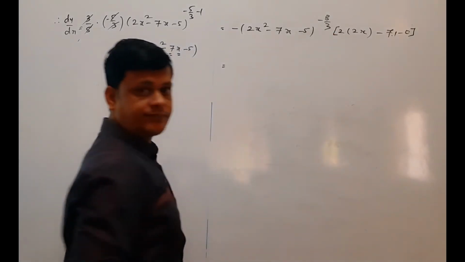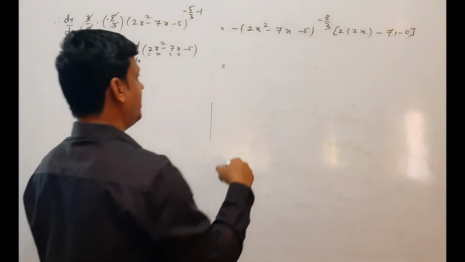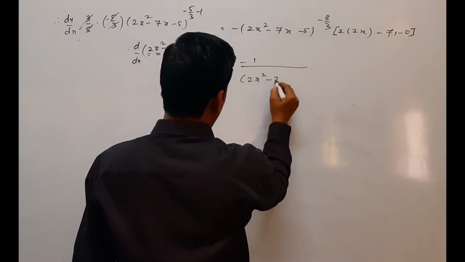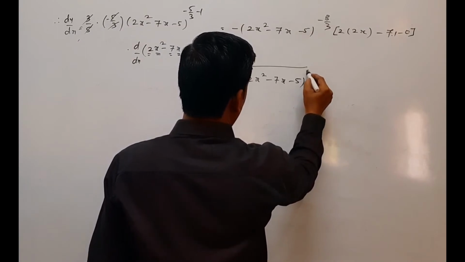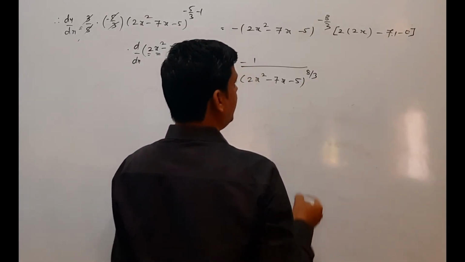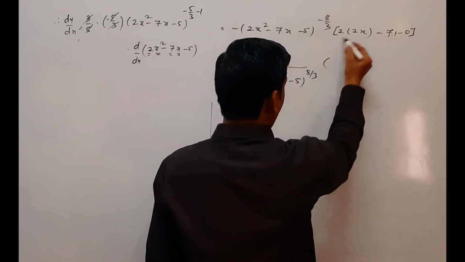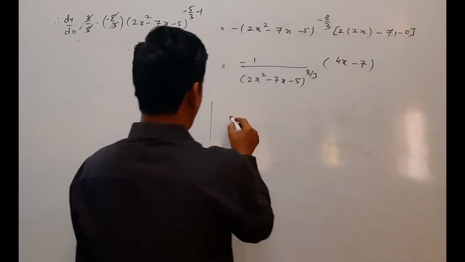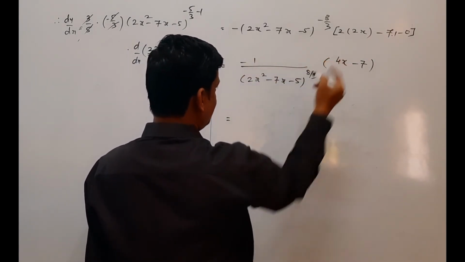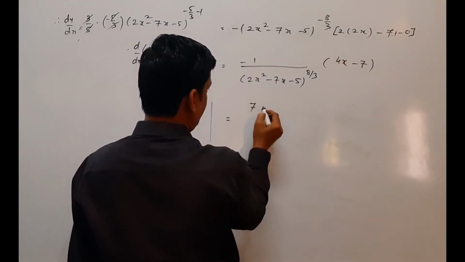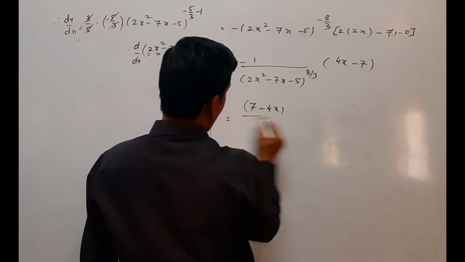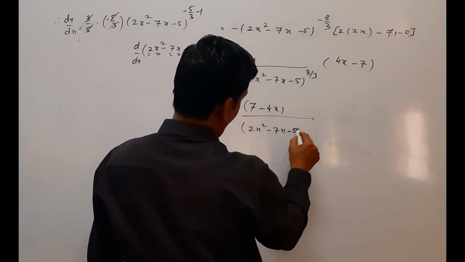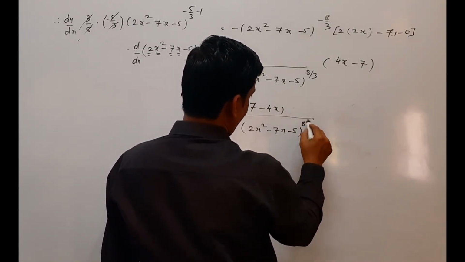This power is negative, so we write that in denominator. So we write minus 1 upon 2x square minus 7x minus 5 raised to the power plus 8 by 3, and this we multiply 2 into 2, 4x minus 7. So when we multiply by minus sign you can write this minus minus plus 7 and plus minus minus 4x, 2x square minus 7x minus 5 raised to the power 8 by 3.